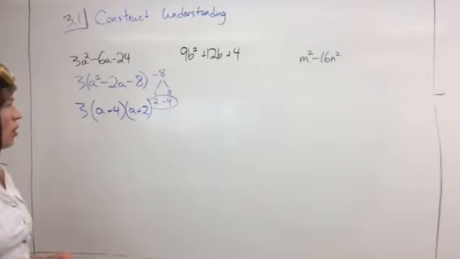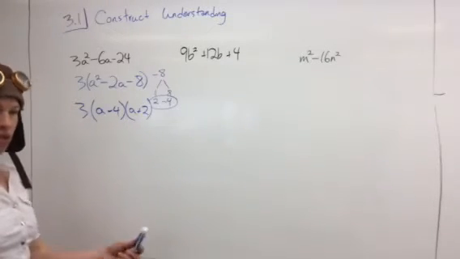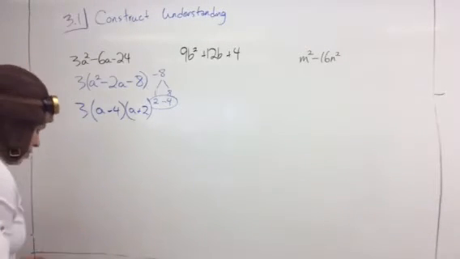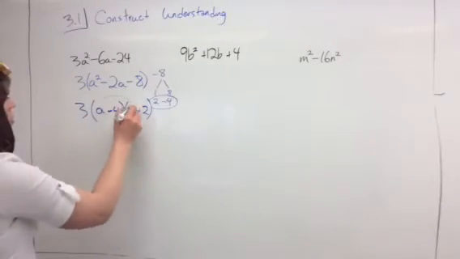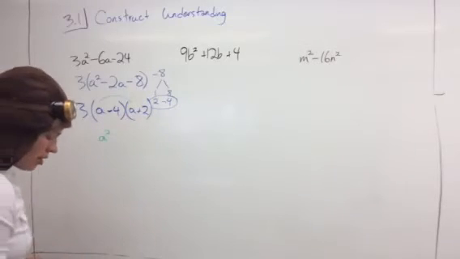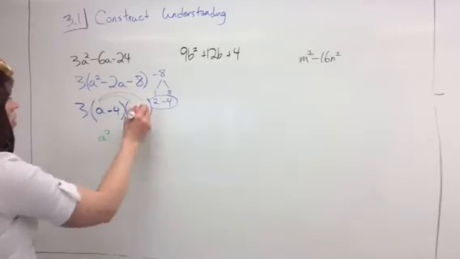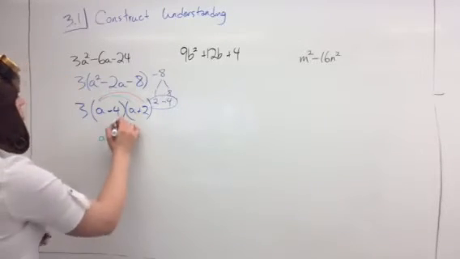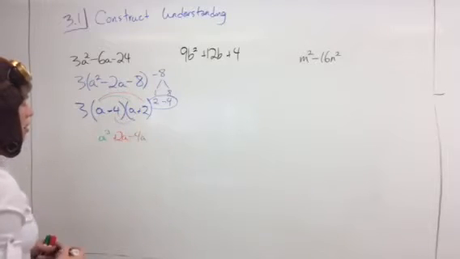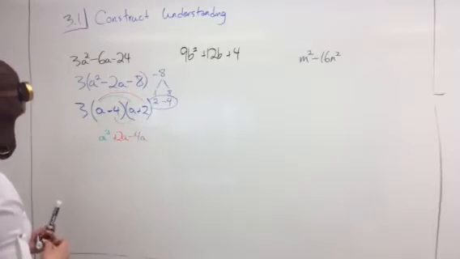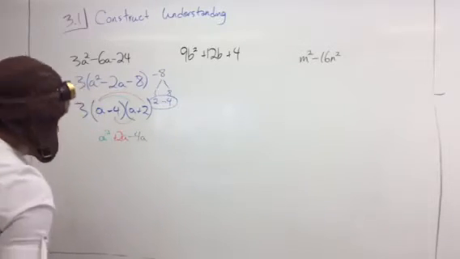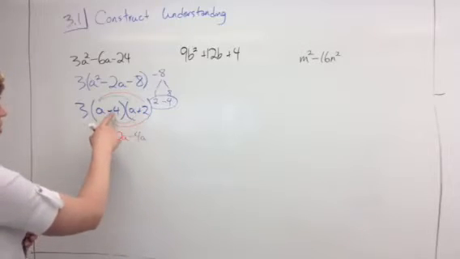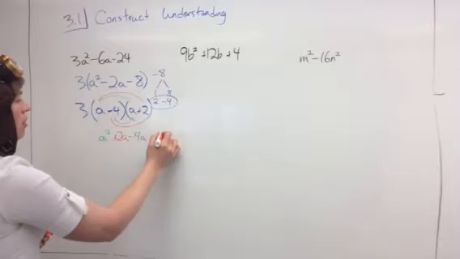If I wanted to FOIL that and then multiply through by a 3 on everything, I can make sure that the answer is correct. So just really quickly, first is a squared, outside is 2a, inside is negative 4a, oops, getting my colors mixed up, and the last ones are negative 4 and positive 2 gives me negative 8.